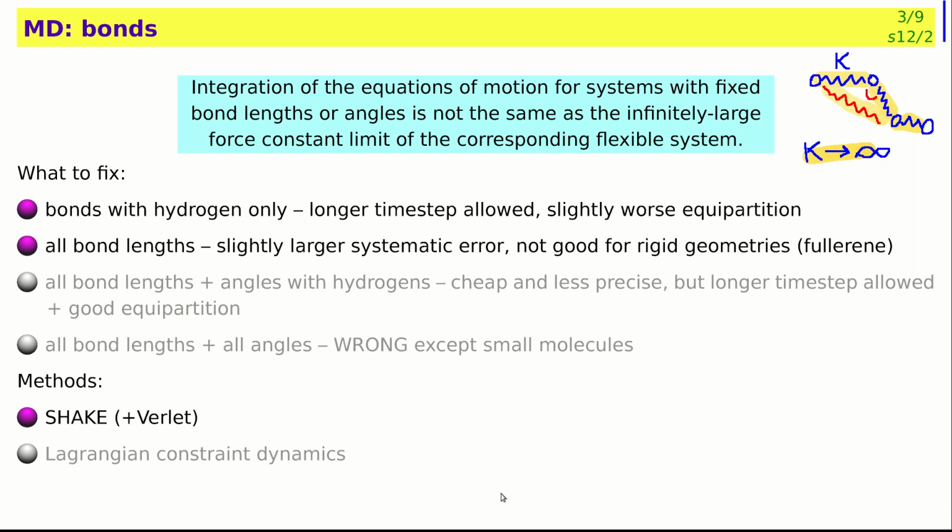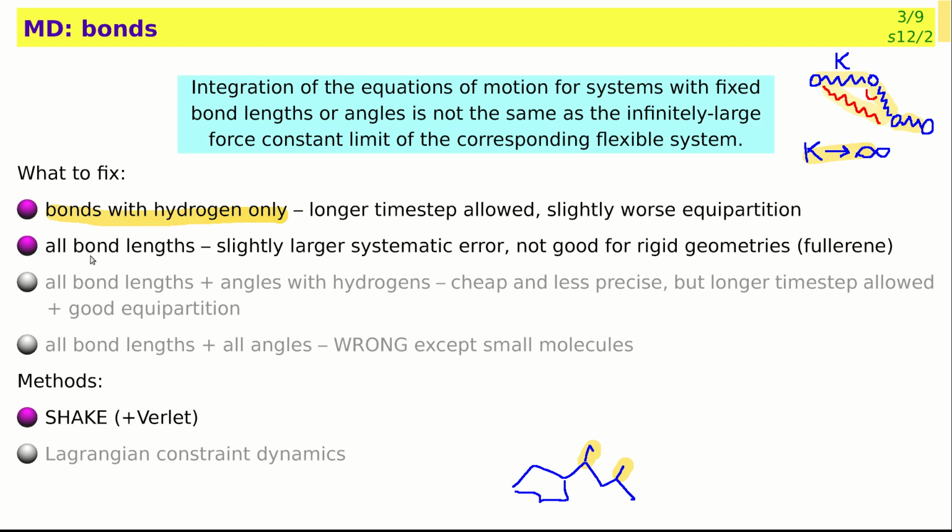For example, hydrogens are typically attached to certain complex molecule in a very specific way. It can be shown that if we fix these lengths of hydrogens, the error caused by mechanics is very small. And it is often done because you know that vibrations of hydrogens are very fast, so we gain a possibility to have a longer time step. Okay?